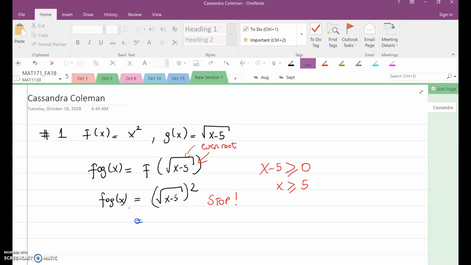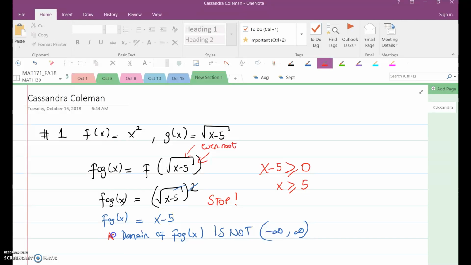However, we're ending up with f of g of x here because these two cancel each other, x minus 5. It seems that it is negative infinity to positive infinity, but it is not, right? So domain of f of g of x is not negative infinity to positive infinity, although we're ending up with x minus 5. This is the part that we really need to be careful because we have an inside function which is square root of x minus 5.